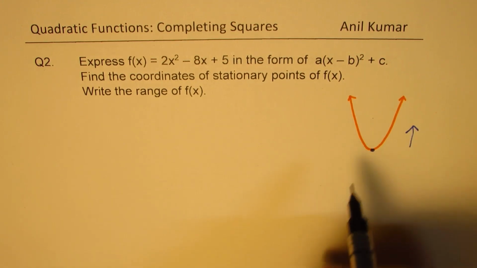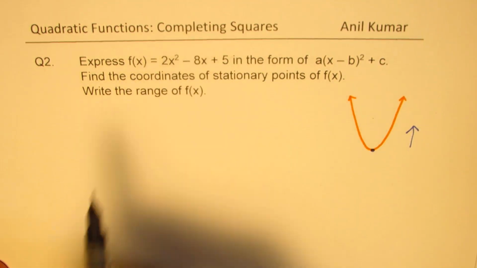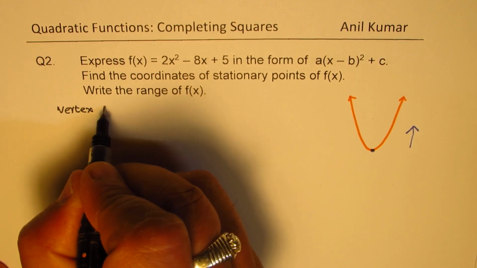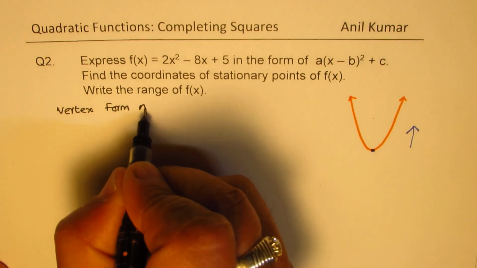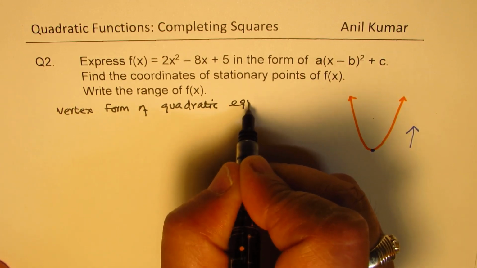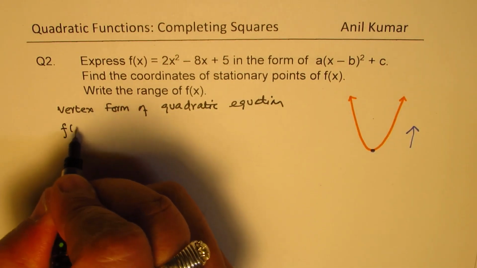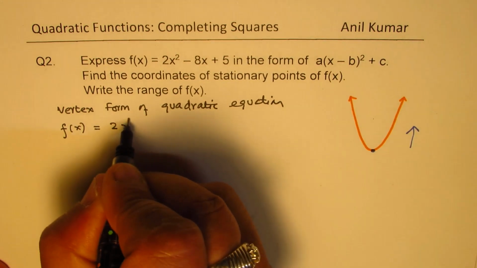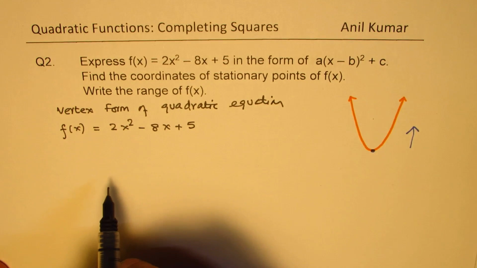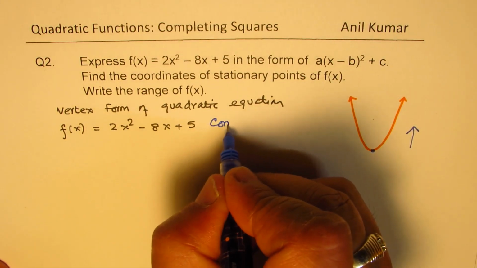But how do we find the vertex? So we have to write this equation in the vertex form. Completing the square helps us to write it in vertex form. So we have to write the vertex form of the quadratic equation. Advantage is you can read the vertex directly. We are given the equation f of x equals 2x squared minus 8x plus 5. So how do we write the vertex form? The process is completing the square, correct? So we need to complete the square.